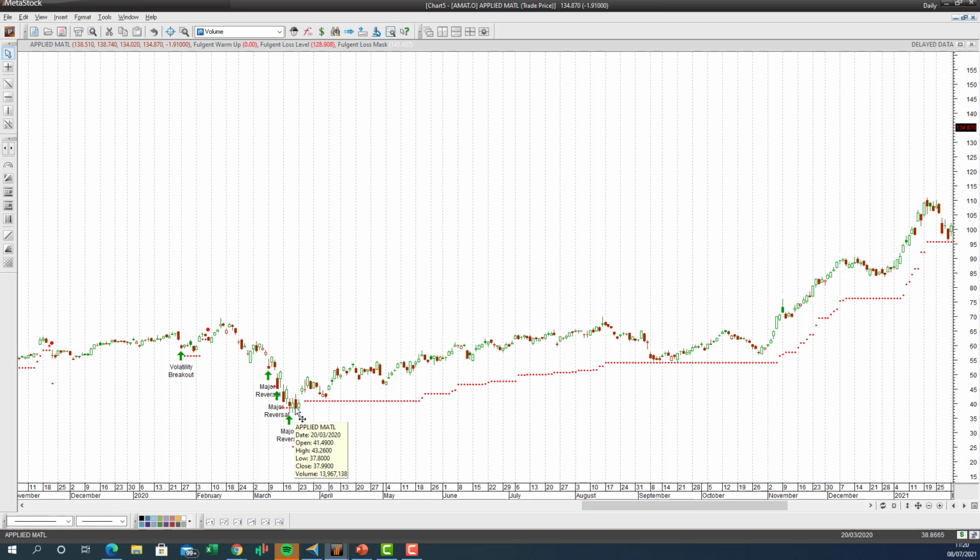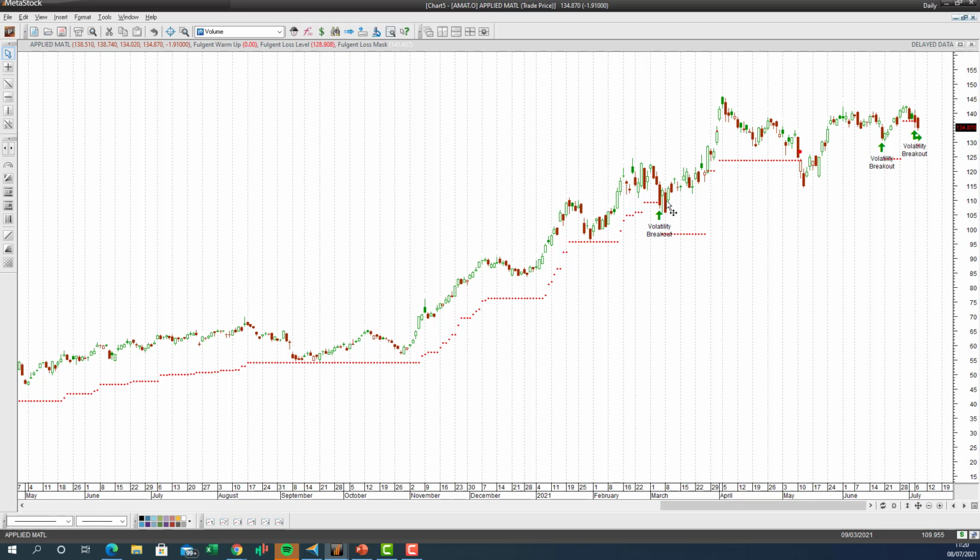Got in here roughly at what, $37, $40, and it traded all the way up until it hit the trailing stop loss of the AI. You can have your own stop loss if you like, if you want a tighter one or a wider one. But so far so good for Applied Materials. Absolutely fantastic trade using the volatility breakout and major market reversal.